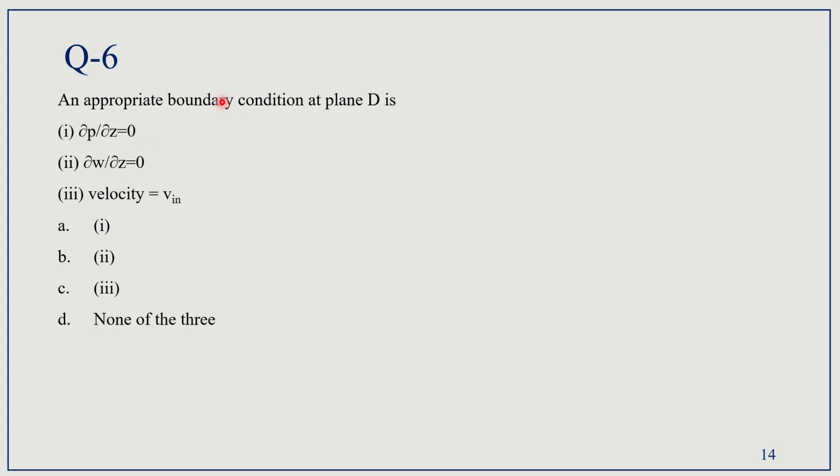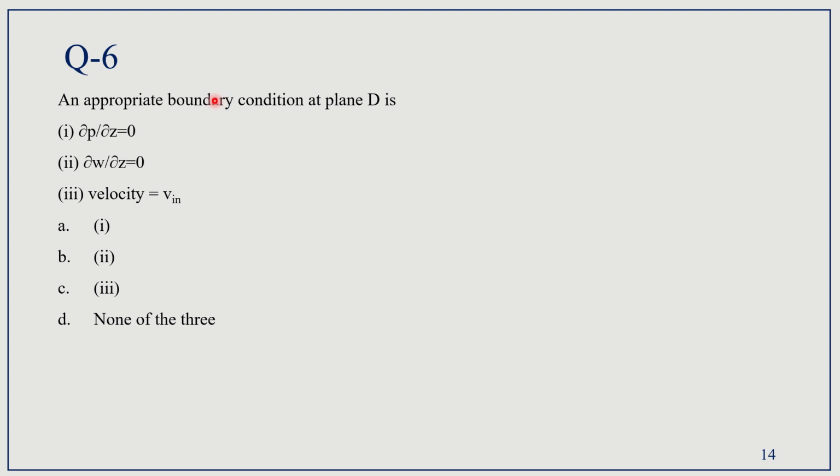So if we are looking at plane D, why is the flow happening? Flow is happening because of the pressure difference. It flows from high pressure to low pressure. So the appropriate boundary condition at plane D, which is the exit plane, cannot be dou p by dou z equal to 0. Dou p by dou z is not equal to 0. And option 2 is dou w by dou z is equal to 0.